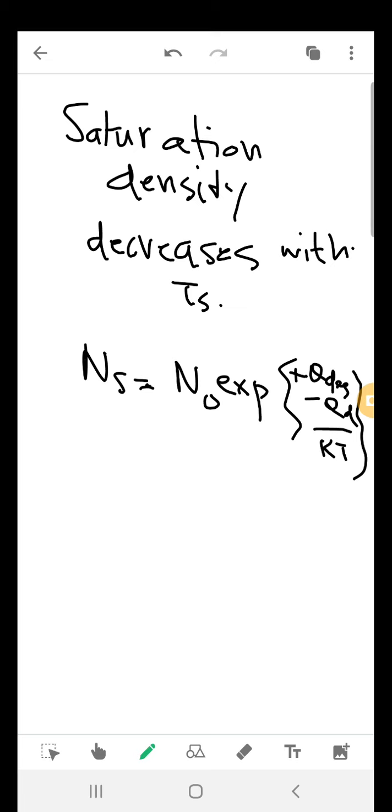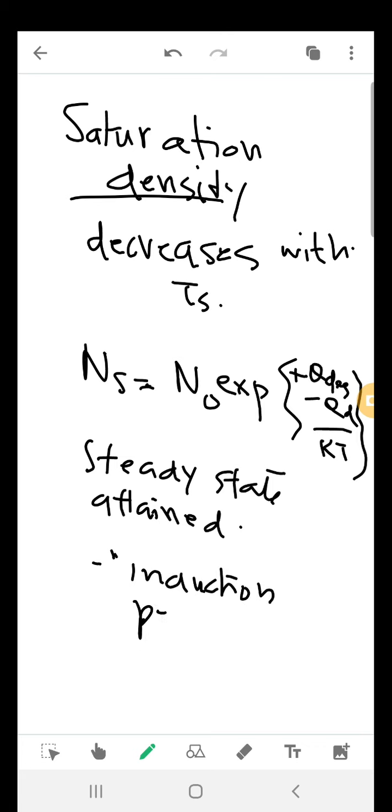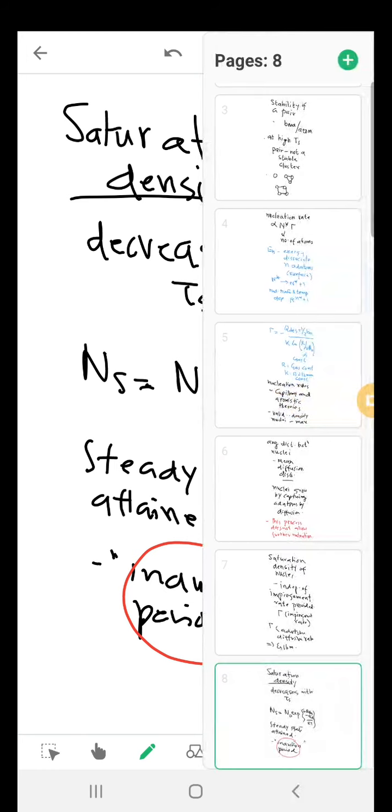And at steady state, this is all about saturation density, and steady state is attained in this case when everything is in equilibrium after something called an induction period. And what do we mean by this induction period? Induction period is basically the sum of the times necessary for atoms to attain the population in kinetic equilibrium.